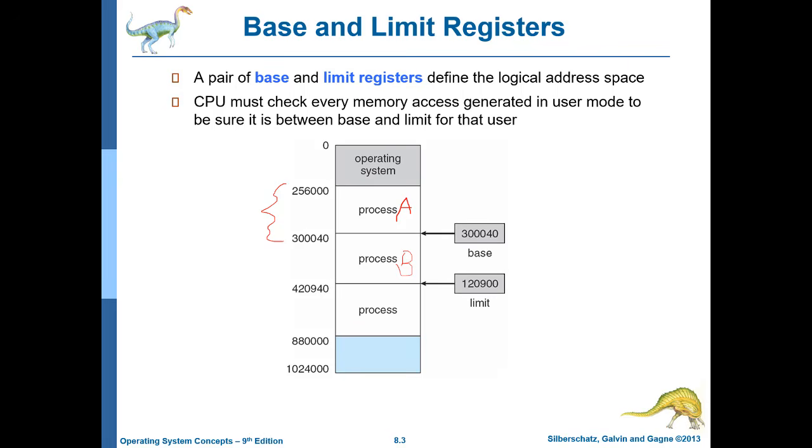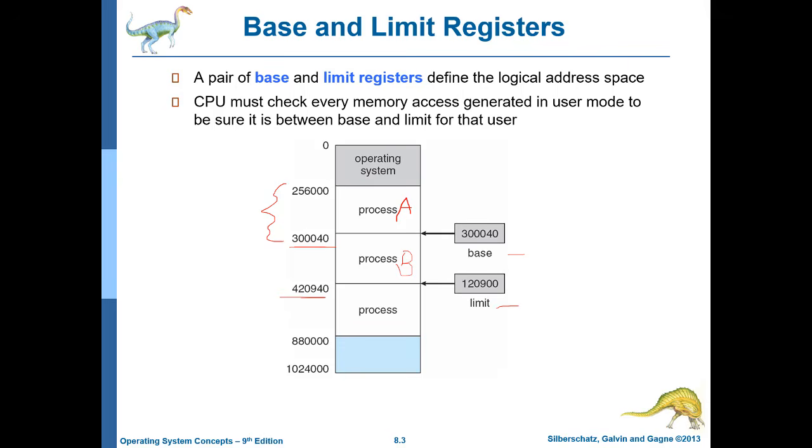So on the left side of the RAM, what you see is actually the memory addresses, and on the right side, the base and the limit, these are the registers. So the base address here is the same as the address on the left, 300,040, but the limit is different from the address. Why is that? Can anyone tell me?